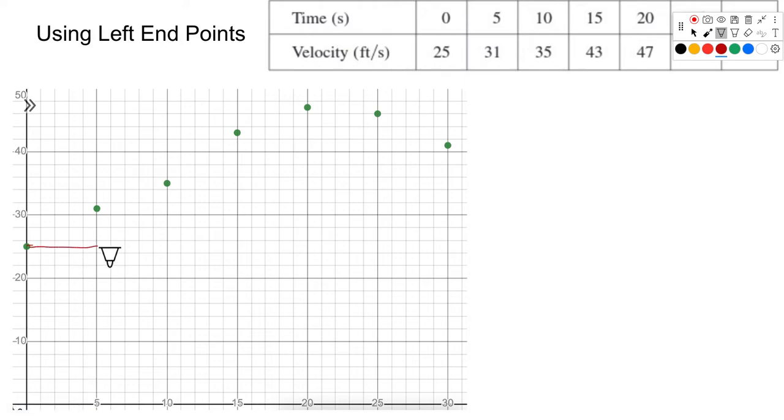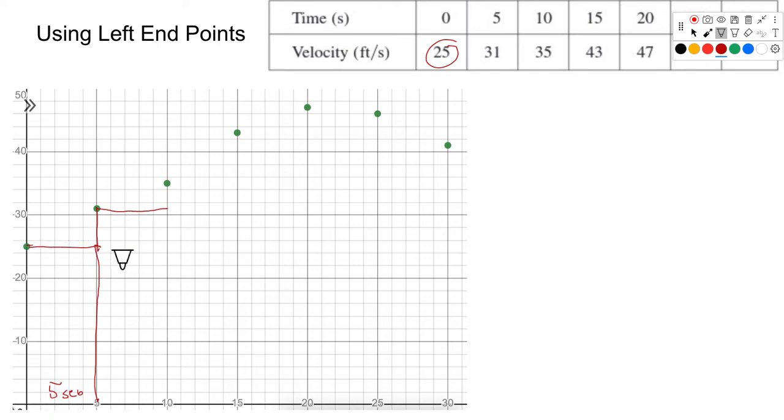How wide is this rectangle? It's 5 seconds, right? 5 seconds wide. In fact, if I do it this way, where I've got my dots here, how wide are each of these rectangles going to be? 5 seconds, which is the nice thing. So their bases are all going to be the same. Their heights are going to be slightly different. And again, they're going to be based off of these left-hand points that we've come up with.